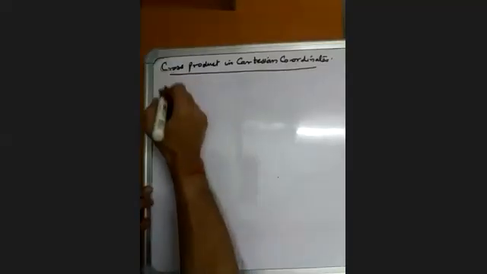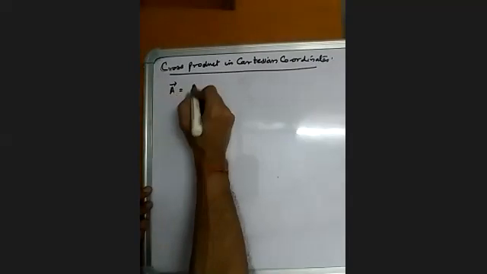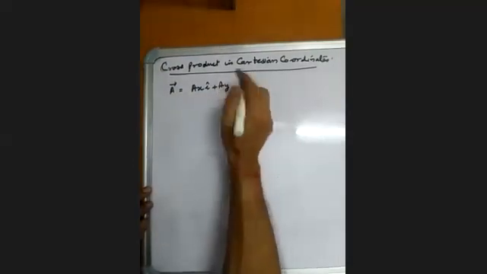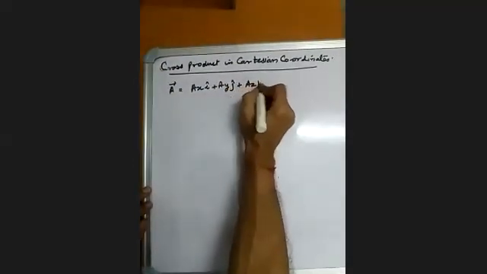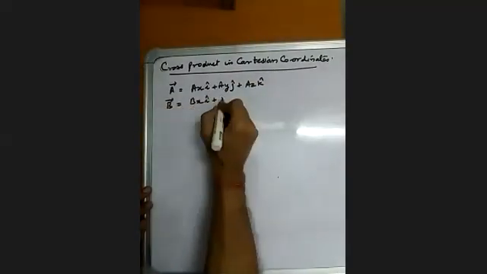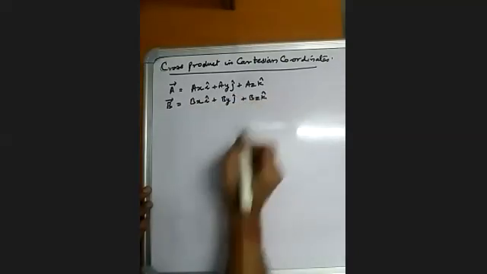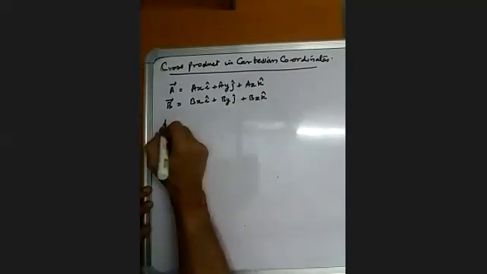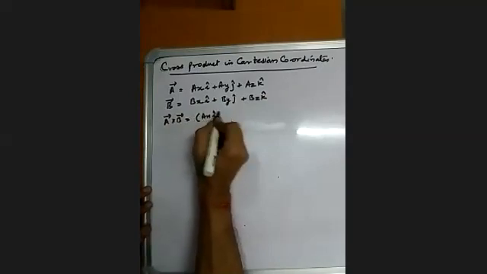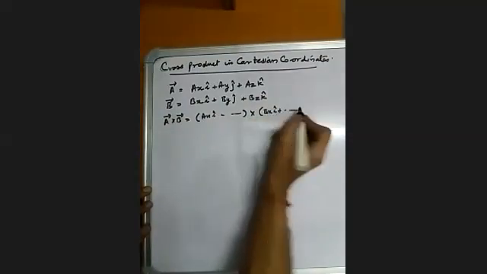Cross product in Cartesian coordinates. Suppose the given vector A can be represented in Cartesian coordinates as Ax i cap, Ay j cap, plus Az k cap, and vector B as Bx i cap, By j cap, Bz k cap. And we want to find out A cross B.